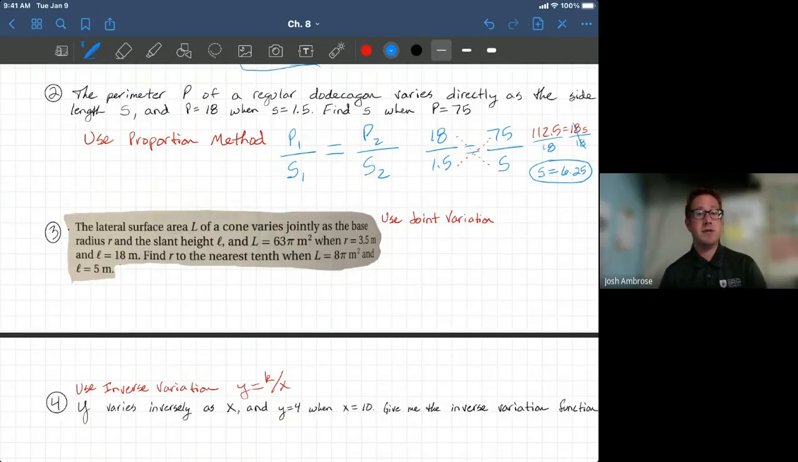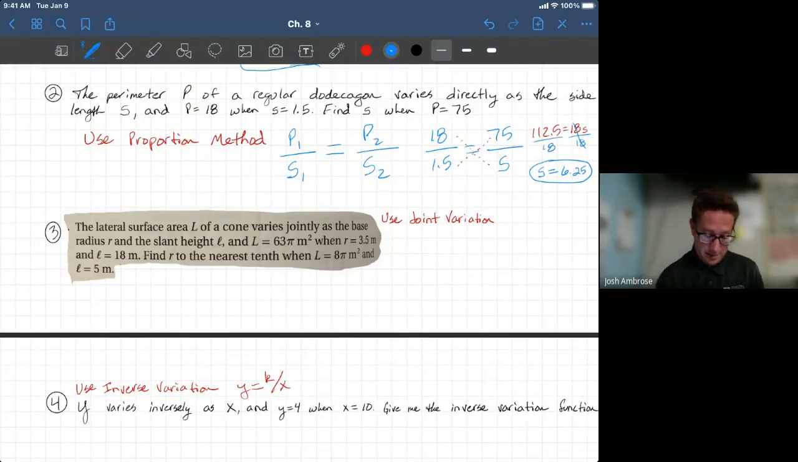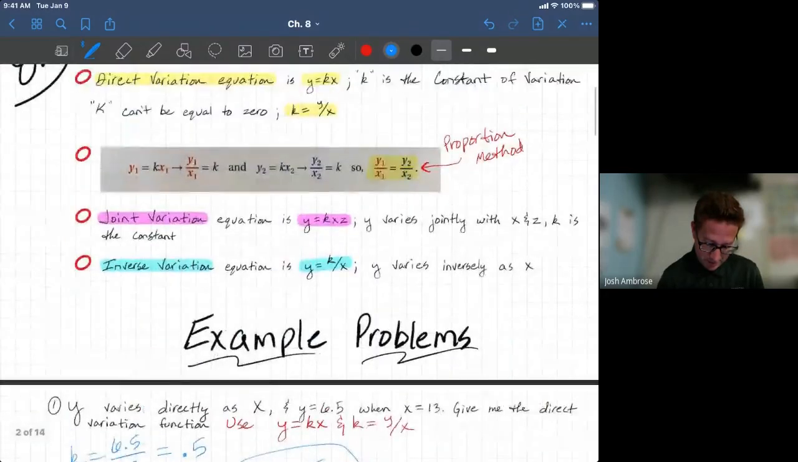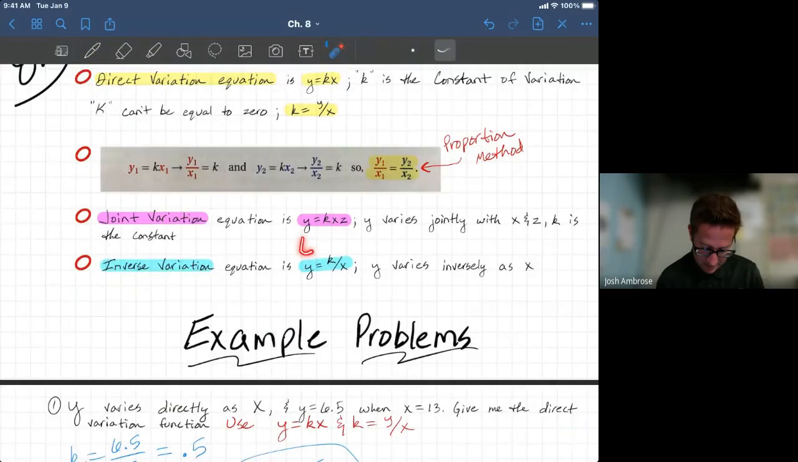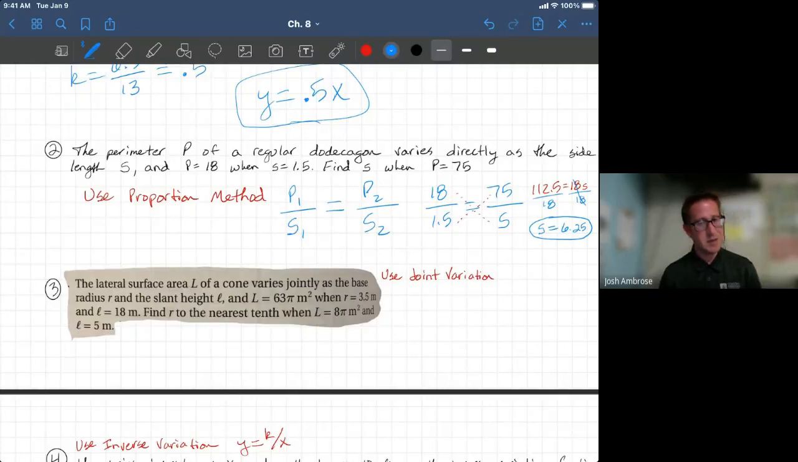It varies jointly as the base radius r. So just think r. and the slant height l. Now don't forget that there is K. All right, K is a part of this right there. So think of it as we have an L, the K is all there, then we're going to have an R and the slant height lowercase l. All right, so I know, stay with me. We'll write the whole thing out.